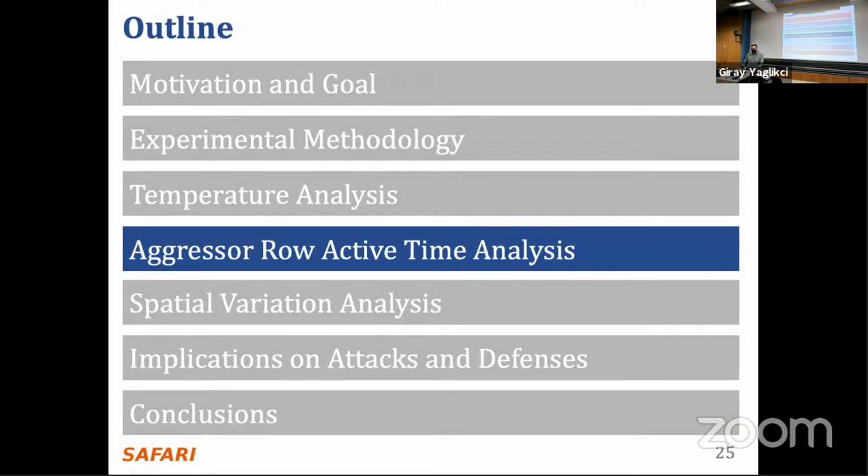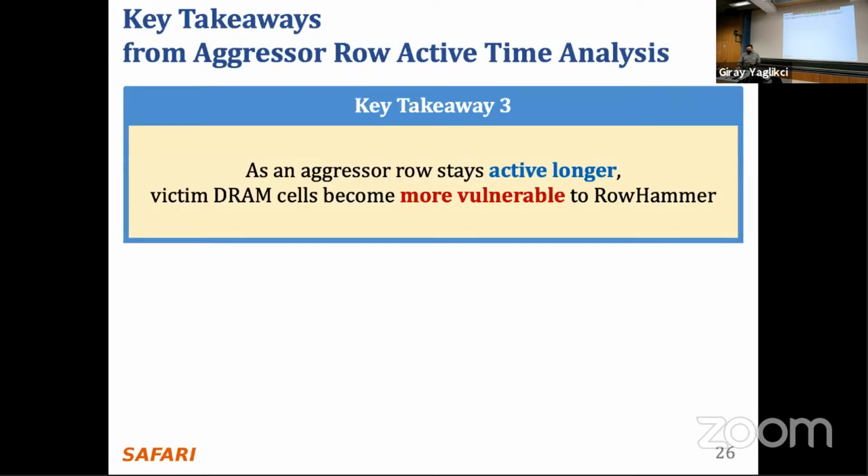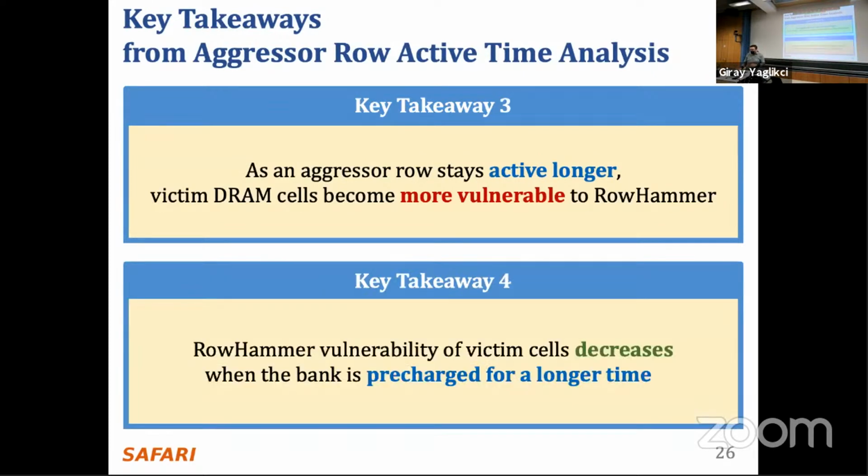Okay, I'm moving to the second analysis, which is based on the aggressor row active time. This analysis provides two key takeaways. First, as an aggressor row stays active longer, victim DRAM cells become more vulnerable to RowHammer. And the second takeaway is that RowHammer vulnerability of victim cells decreases when the bank is precharged for a longer time.